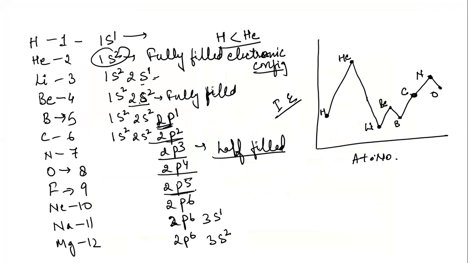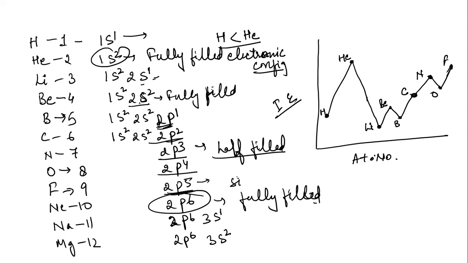2p5. It will be difficult because fluorine has a tendency to gain electrons, so it will be difficult to remove. Now, if it is difficult to remove, the ionization energy will increase. Then, if you see neon, neon is fully filled, and this fluorine size is also small. Small size means more emission energy. It will further increase for neon. This trend is clear.